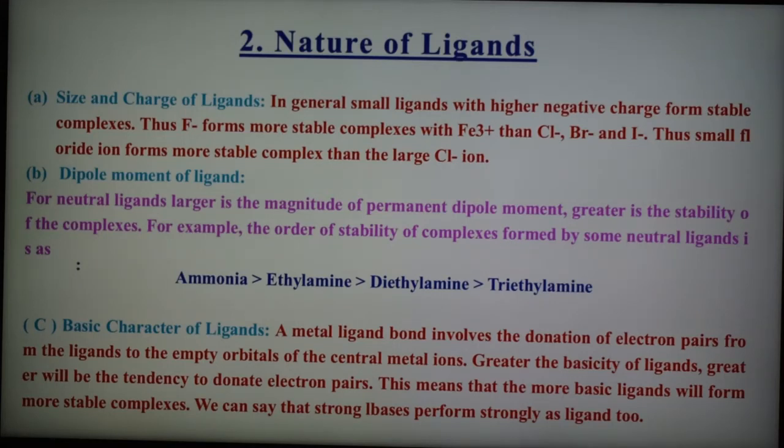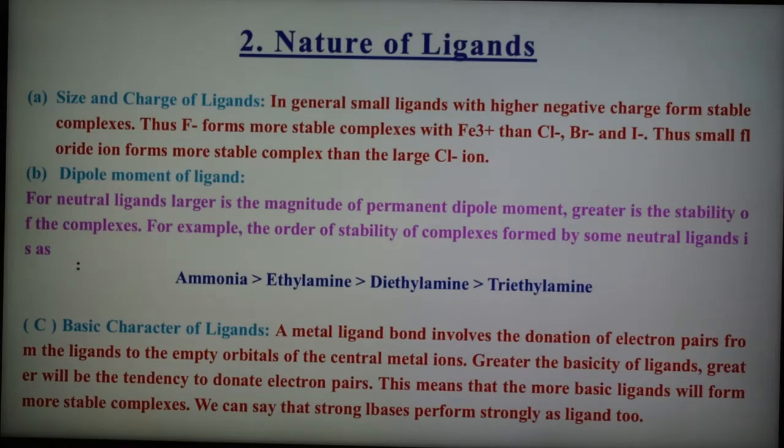And in case of the nature of the ligand, there are three points, A, B, C, and the first is the size and charge of the ligand. In general, a small ligand with a higher negative charge forms a stable complex. For example, F-, small size and highly negative, forms a more stable complex with Fe3+ as compared to chloride, bromide, or iodide ion. Therefore, the small fluoride ion forms a more stable complex with Fe3+ than the large Cl- ion. This is due to the easy approach of the ligand towards the metal ion. So this is one point, that size and charge affect the stability.